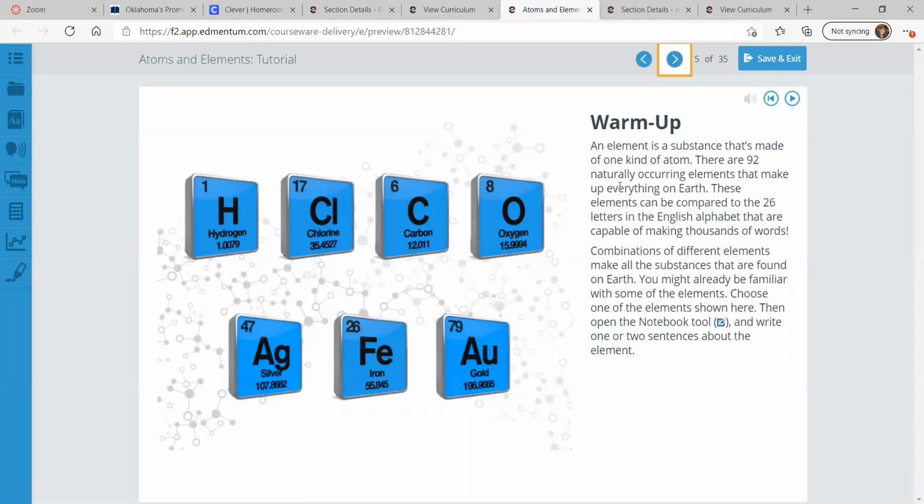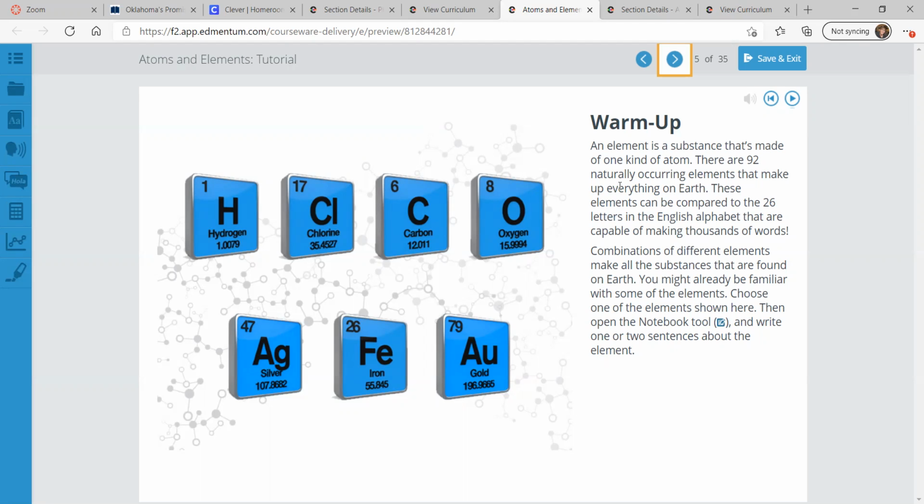So for the warm-up, an element is a substance that's made of one kind of atom. There are 92 naturally occurring elements that make up everything on Earth. A good way to think about these elements is to compare them to the letters of the English alphabet. Letters can create words, and elements can create substances. And you can find all substances that are made of these elements.